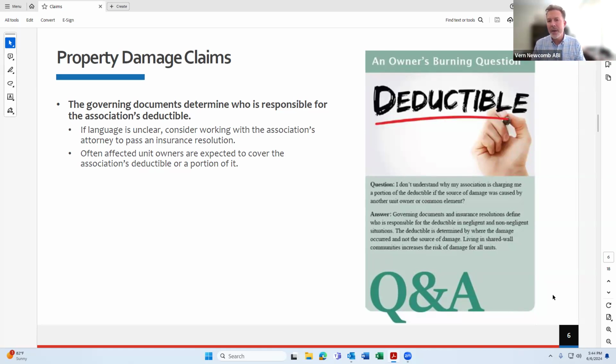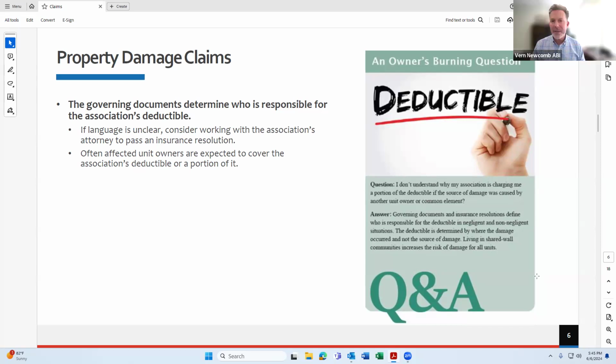They would turn it into their HO6 carrier, unless there was negligence in that example that I explained. But typically we recommend that the unit owners turn it into their carrier, whether there's negligence or not, because then the insurance company behind the scenes can determine negligence and subrogate after any amount that was paid out on your unit.